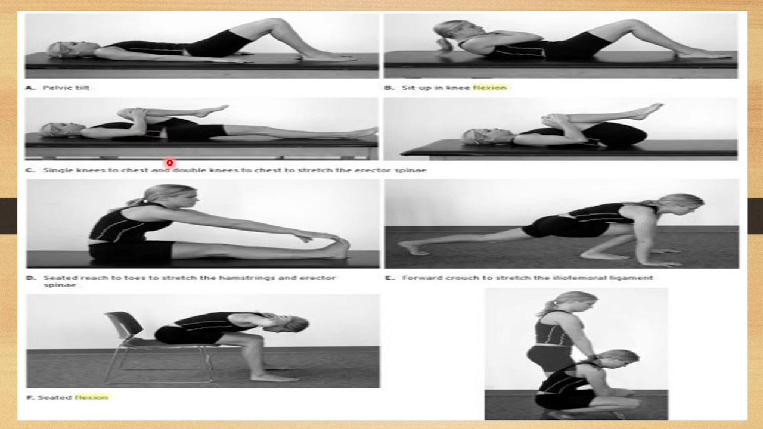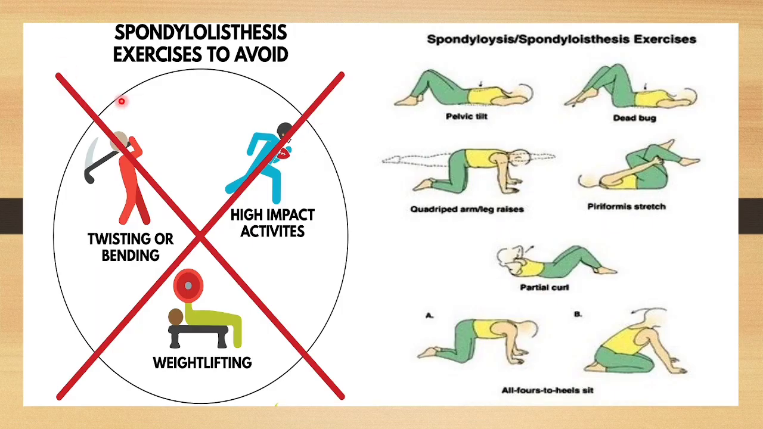So we'll be using these knee to chest exercises and seated reach to toes. This is used to stretch your hamstring muscles, and forward crouch to stretch the iliofemoral ligament, and seated flexion in order to strengthen your abdominal muscles, and squatting. So all these exercises are given in spondylolisthesis. The exercises to avoid include twisting or bending activities, high impact activities that may create excessive load over your spine, and weight lifting.